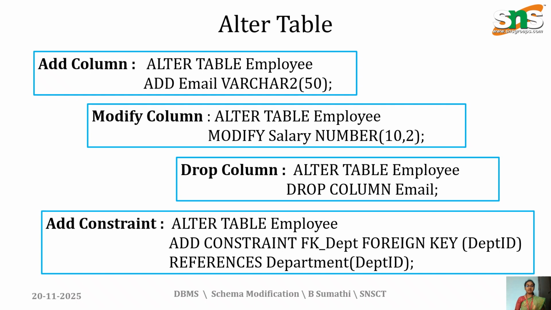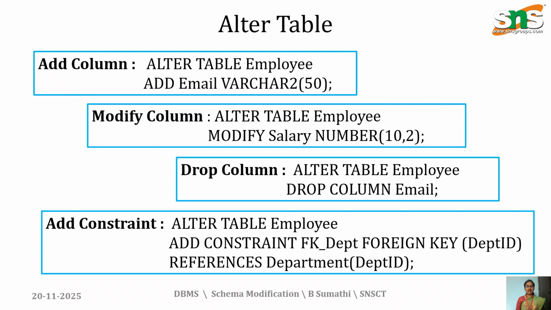And next one is your alter table. In alter table, we can add a column. We can add a column to a table, and the syntax is alter table employee. We are adding a new field called email ID. So add email and its data type. Next one is your modify column. Alter table employee, modify salary number 10, 2. And next one is your drop column, which is nothing but dropping a column from the table. That is alter table employee, drop column email.